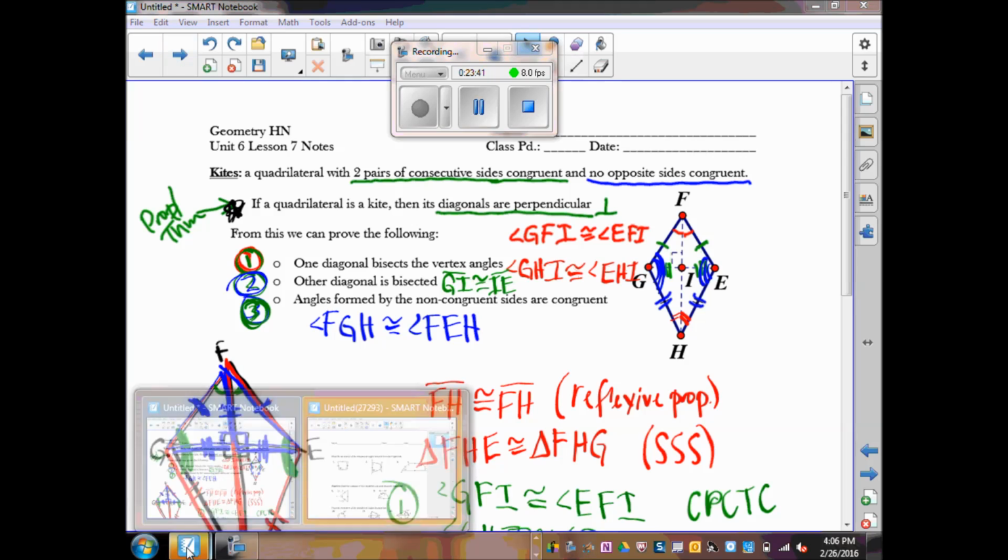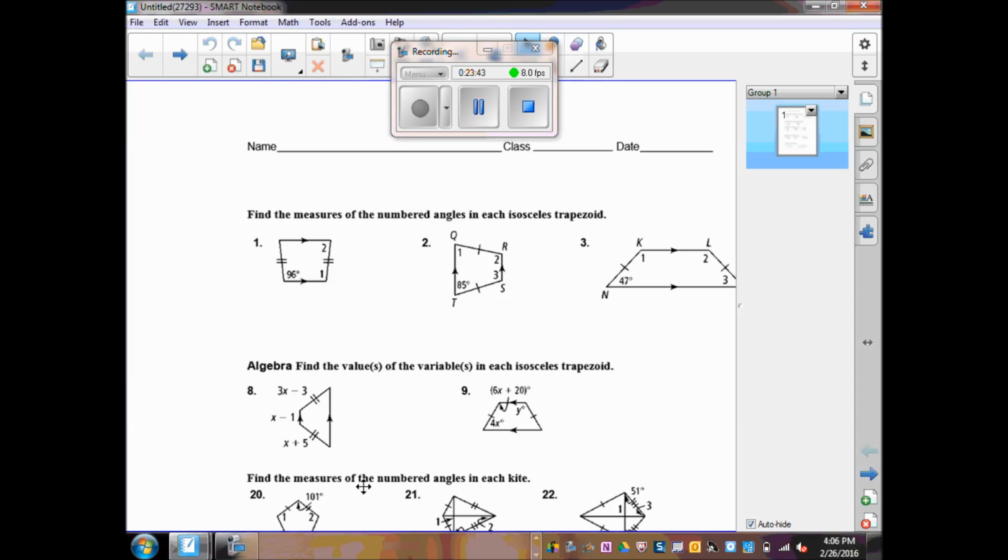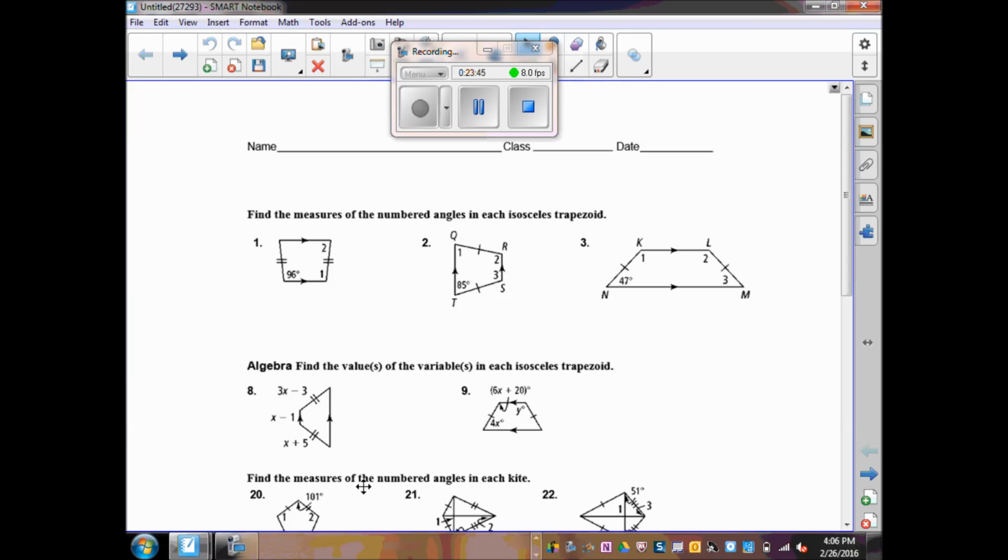So just a real quick look. Your homework then, remember, is worksheet 5 after you've filled in these notes. You're going to use those properties to help you solve these. For example, number 1 says find the measures of the numbered angles in each isosceles trapezoid. They tell us it's isosceles, so we know our base angles are going to be congruent. And remember, the pairs of base angles are the ones along the base.